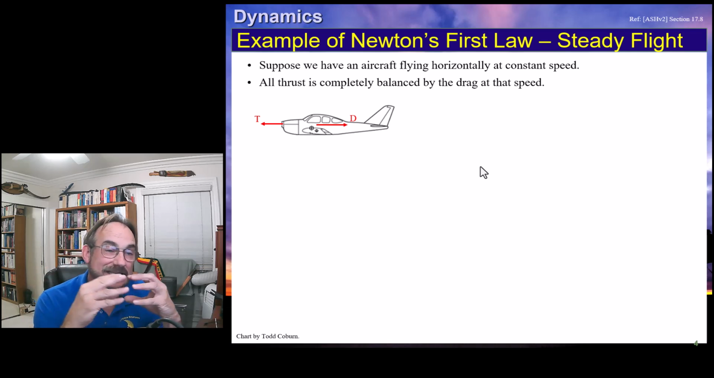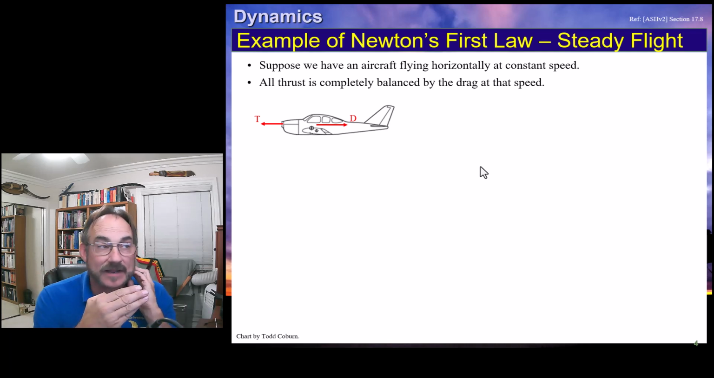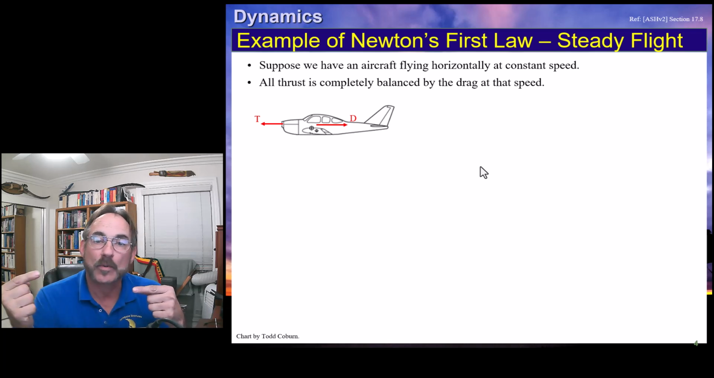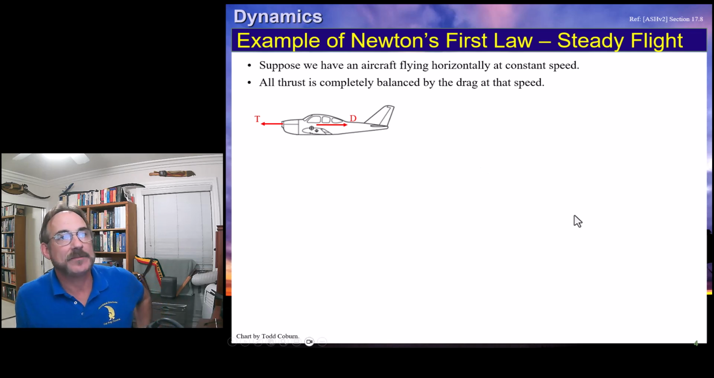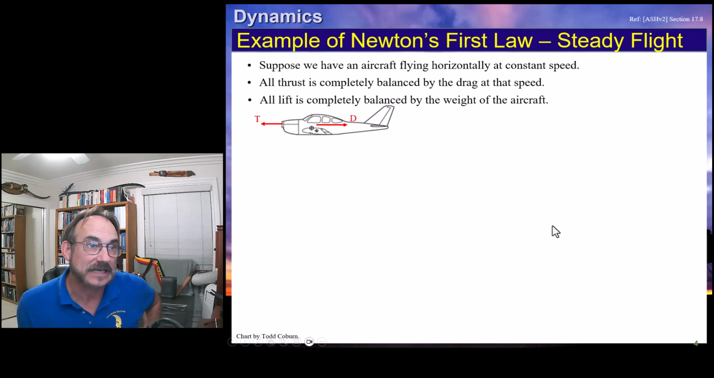If the drag was less than the thrust, we would be accelerating. If the drag is more than the thrust, we would be decelerating. But since the drag and thrust are equal, we're running along at constant speed. So our sum of forces are 0. The lift is also completely balanced by the weight of the aircraft.